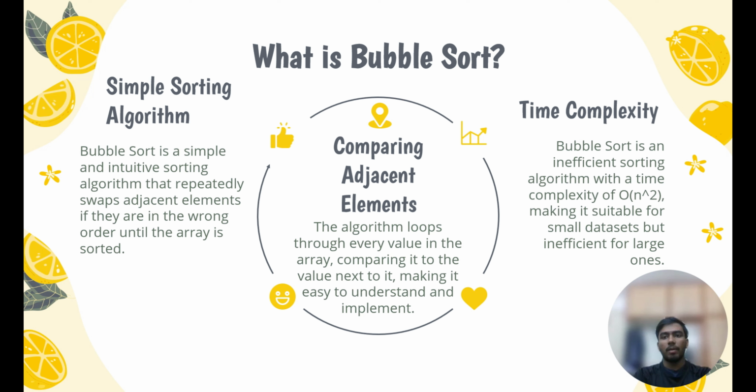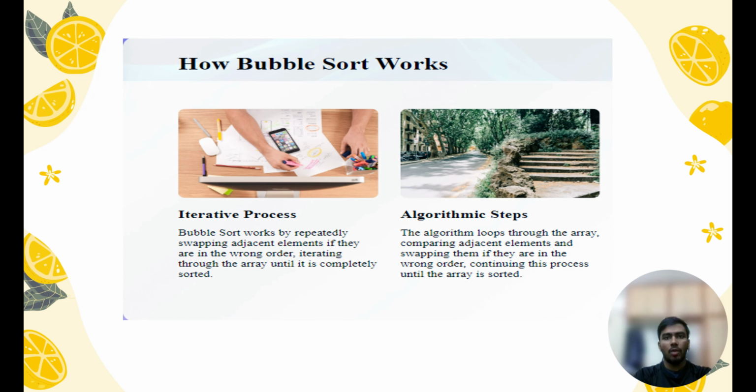Time complexity. Bubble sort is an inefficient sorting algorithm with a time complexity of n square, making it suitable for small databases but inefficient for large ones. How bubble sort works: iterative process. Bubble sort works by repeatedly swapping adjacent elements if they are in the wrong order, iterating through the array until it is completely sorted. Algorithmic steps: the algorithm loops through the array, comparing adjacent elements and swapping them if they are in the wrong order, continuing the process until the array is sorted.